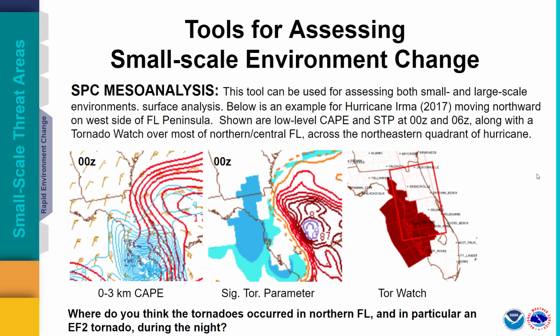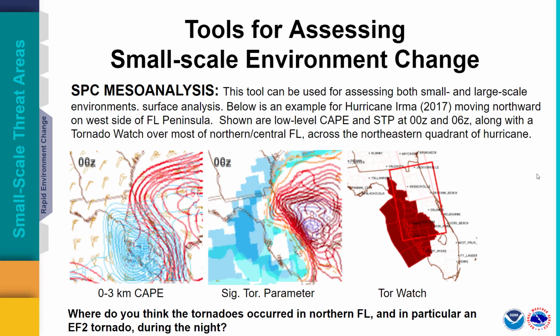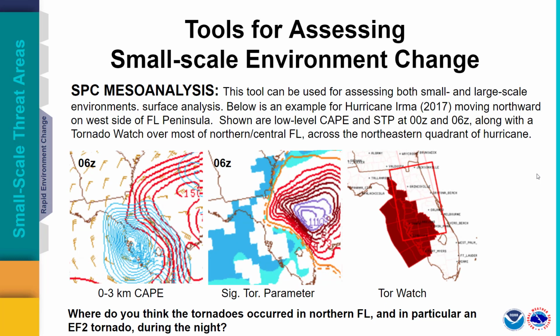An interesting tropical cyclone example is shown for Hurricane Irma in 2017, moving northward up the western side of the Florida Peninsula. Based just on the SPC displays of significant tornado parameter, or STP, and low-level CAPE, can you determine where across northern Florida the late-night tornadoes, including an EF2, will occur?